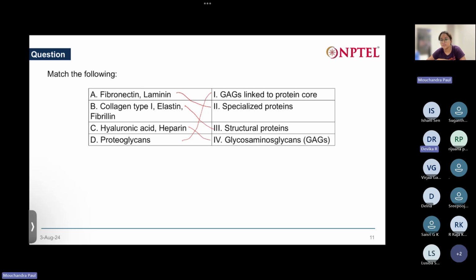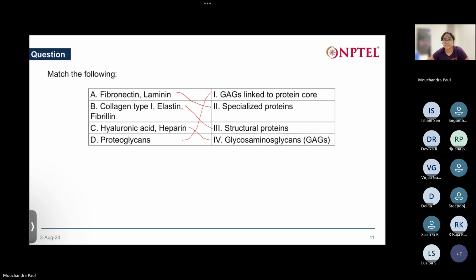Because they have other binding sites and also they are specialized. So it can bind to cells, it can bind to other collagen, it can bind to heparin. So they are specialized proteins. While collagen type 1, they are structural proteins because they are very structured based on the fibrils it has. Okay. By the way, collagen also has the same cell adhesion sites, right? Similar cell adhesion sites.